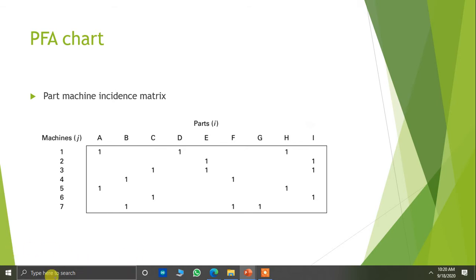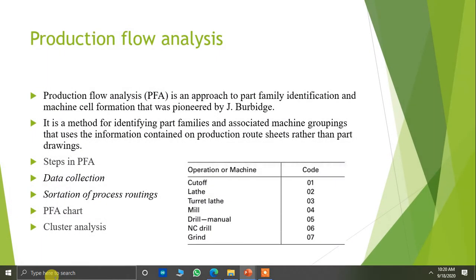At times if machines are very heavy, grouping them becomes a very tough job. In that case we can go for a part machine incidence index. This index would tell which machine is performing which parts. So you will get much data from a combination of both of these, and thereby you can plan your production also. That's the biggest advantage of production flow analysis.